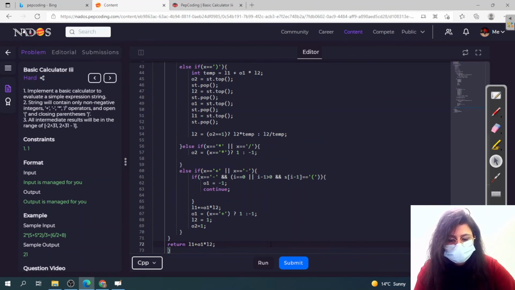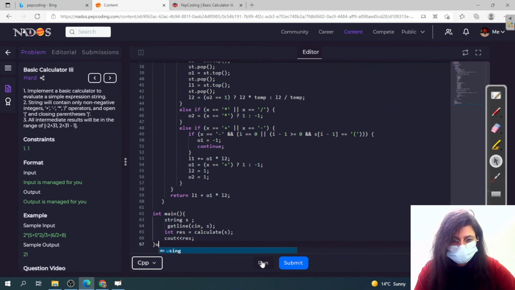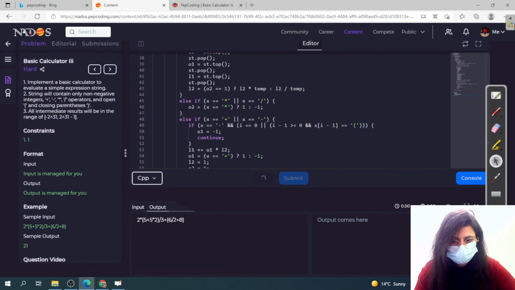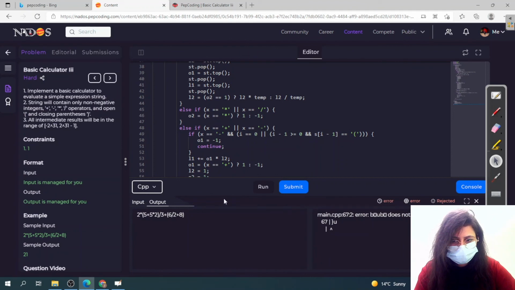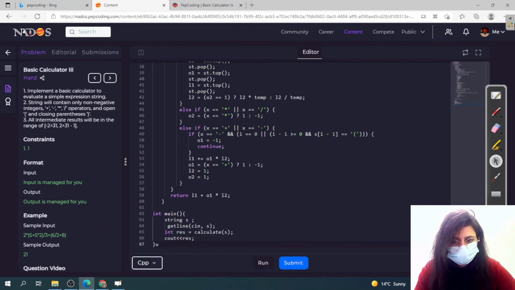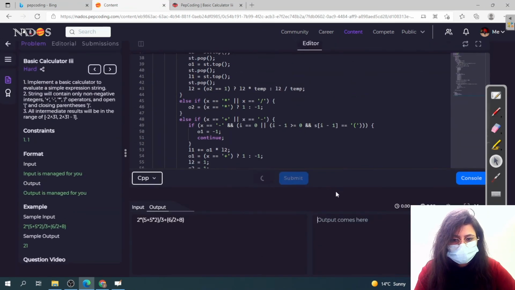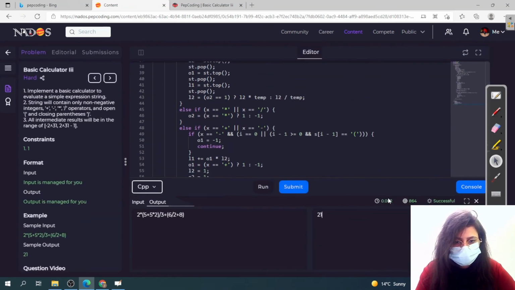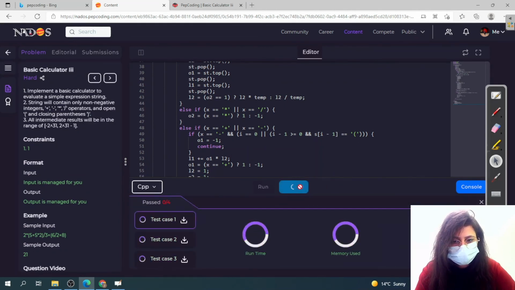Let's run this code now. Okay, there's some problem. A typo came. Let's run this code. Okay, let's submit it. The output is coming as expected. All the test cases passed.